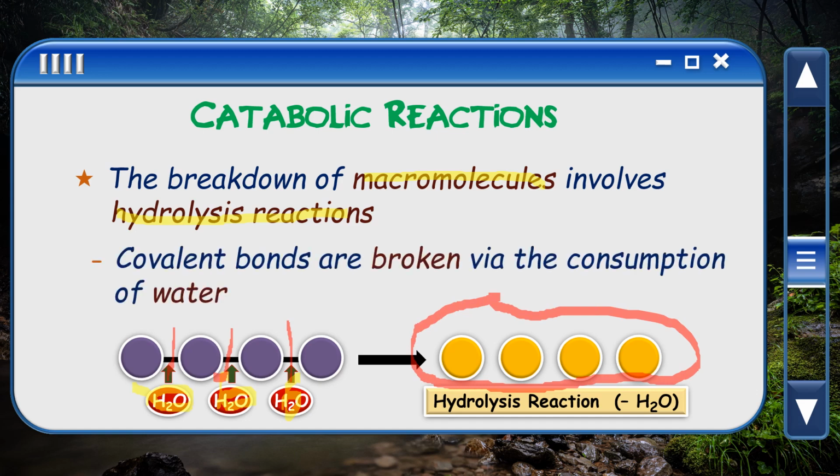So the covalent bonds have been broken down, and they have been broken down by the consumption of water. That consumption of water is what we are referring to as a hydrolysis reaction. The bonds are broken and water is used, or water is consumed in the breaking of those bonds.